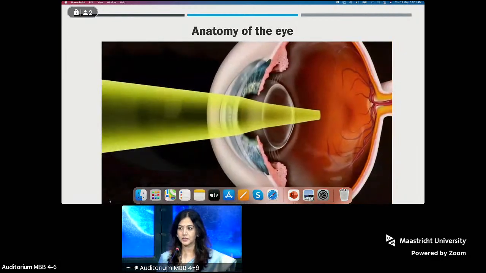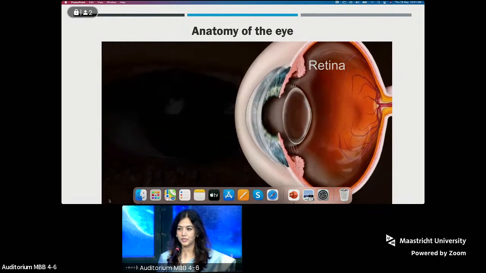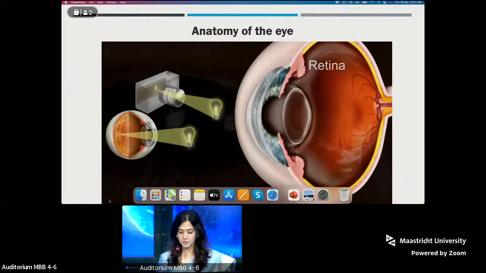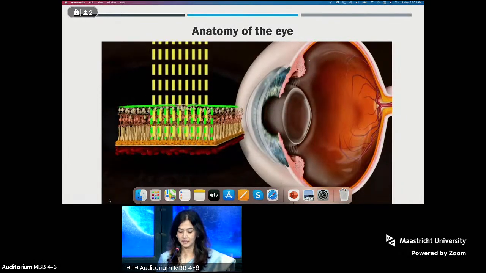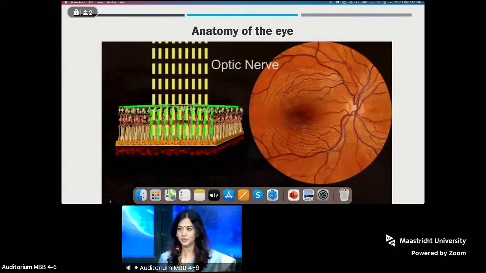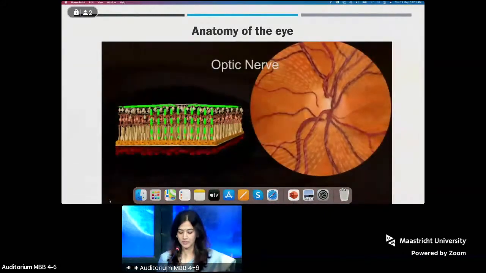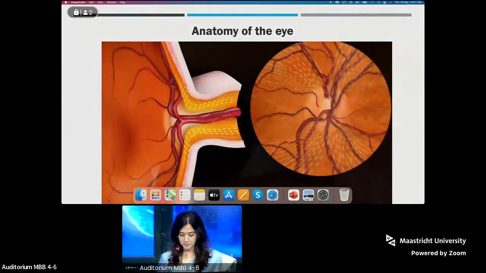This causes the light to fall on the fovea, which is the center part of the retina, and form the image. The eye is compared to a camera, and the retina is the film of the camera on which the image falls. The retina is a neurovascular complex structure made of 10 layers, and the light then travels as impulses along this, goes on to the optic nerve, and along the optic nerve reaches the visual cortex in the brain to form the image like we see it.